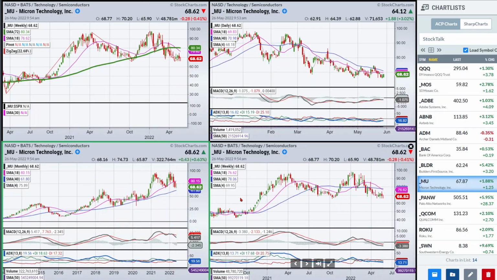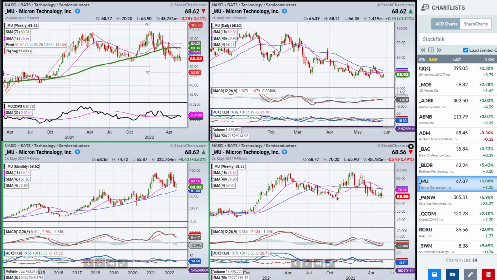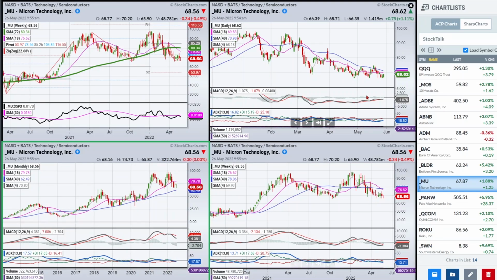Micron, like a lot of semis, is pretty sloppy right now. I mean, we're in the lower end of this range. It could certainly try and rally. We're seeing a little bit of momentum divergence here.